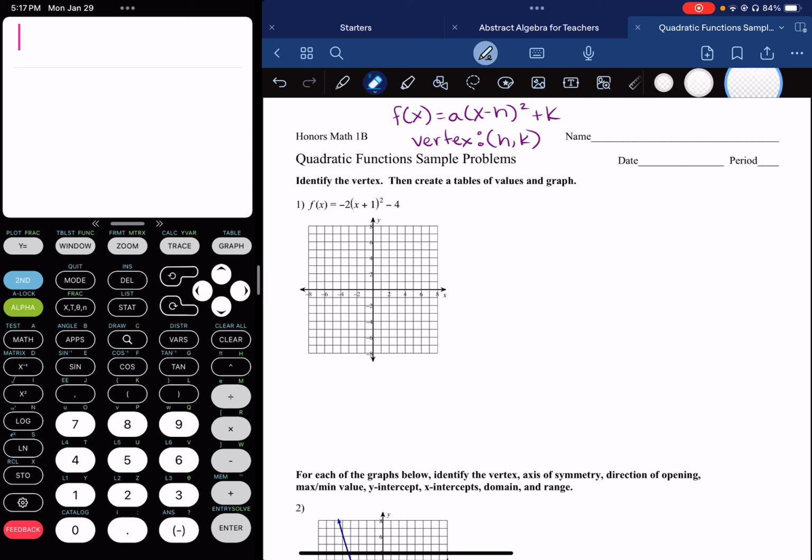So for our problem here, you can see that the number inside the parentheses with x is a +1, and then the number that's being added or subtracted on the outside is that -4. That means that the vertex for our problem is the ordered pair (-1, -4). Okay, I do want to see that you write the ordered pair on your paper. After you find the ordered pair, then you're going to create a table.